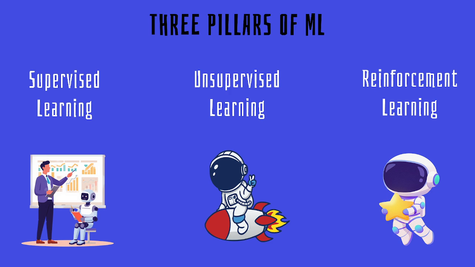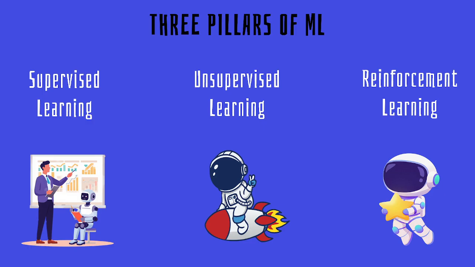In reinforcement learning, the machine learns through rewards and punishments. So when the machine takes the right action and receives a reward, it means that the action was good. When it takes the wrong action and receives a punishment, it learns from that experience as well. So we will learn all three types in detail in the upcoming videos.